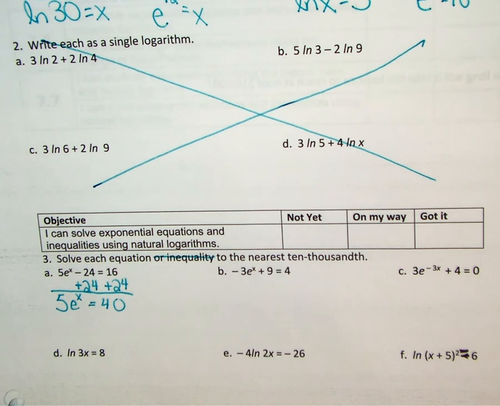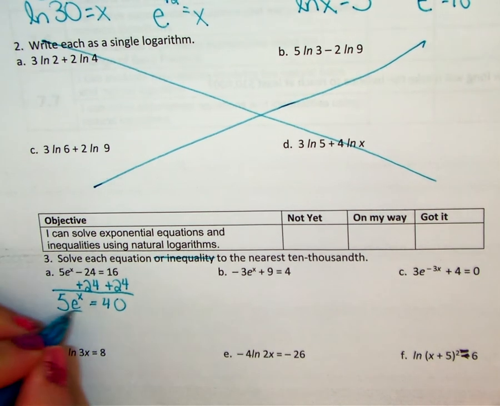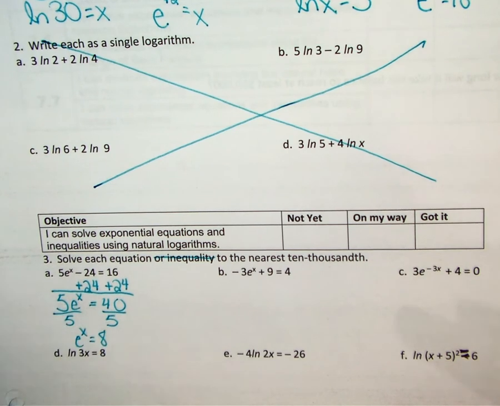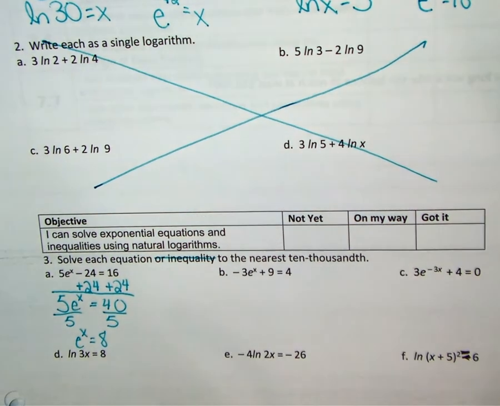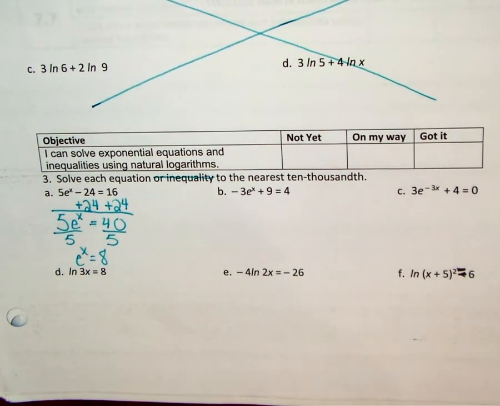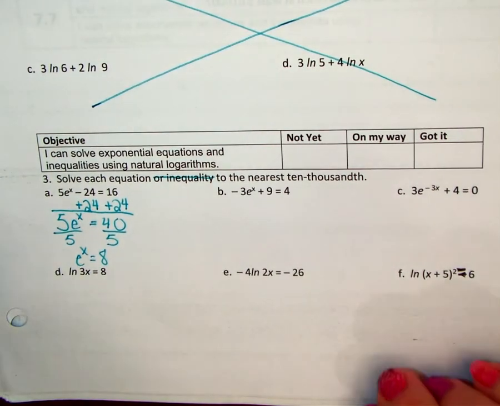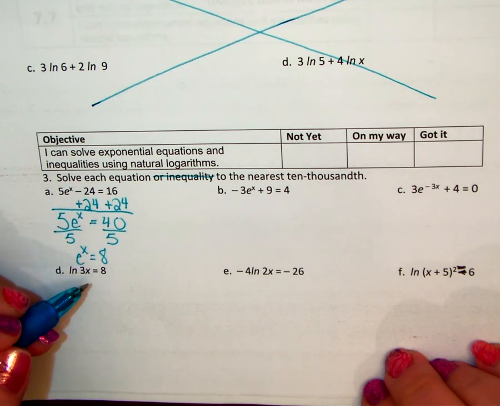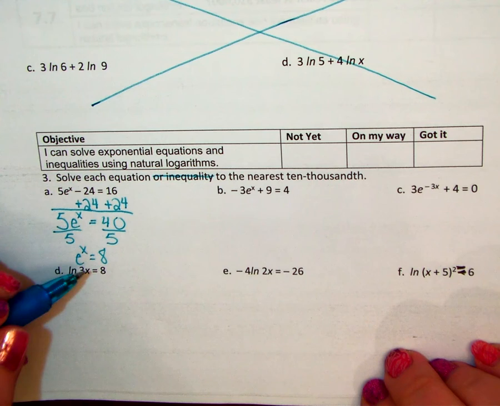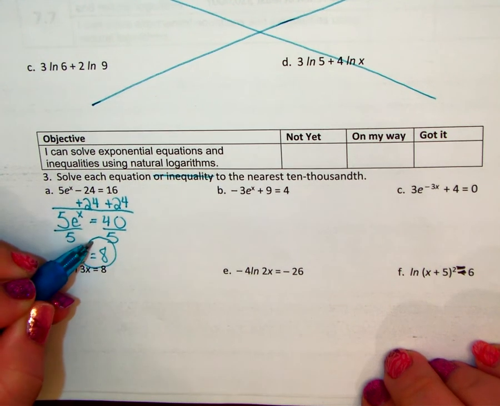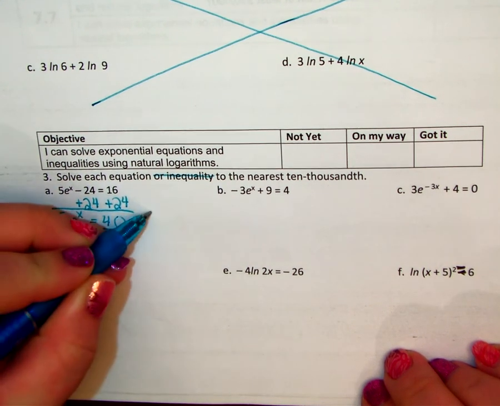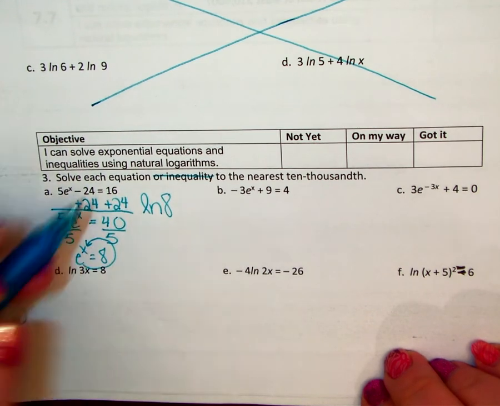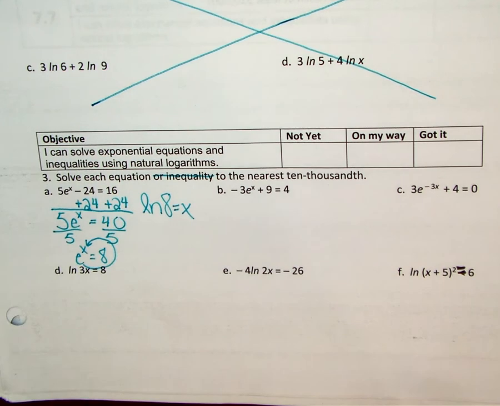So we have 5 times e to the x equals 40. Divide by 5 on both sides. And now I've kind of exhausted my normal solving methods to solve this. So in comes natural log. Whenever you get something raised to a variable, it's probably a good idea for you to go ahead and change to logs. So I'm going to draw my loop. Log base e, which we know we write as ln, of 8 is x. So equals x.